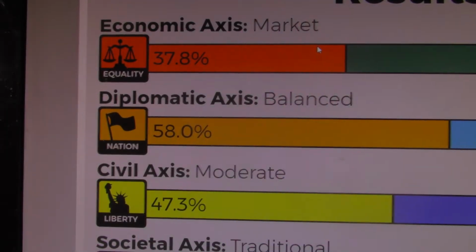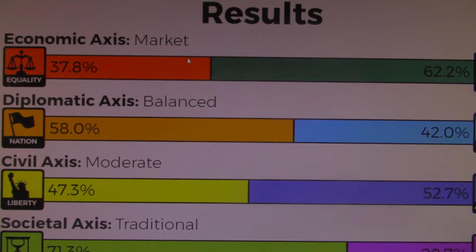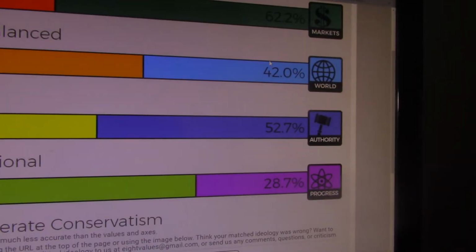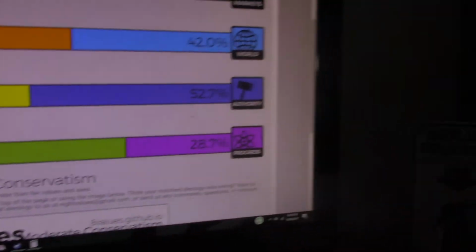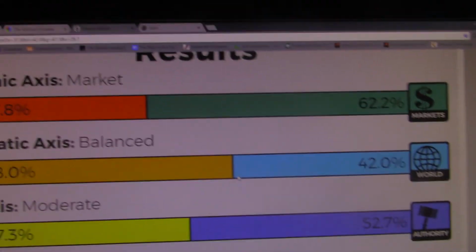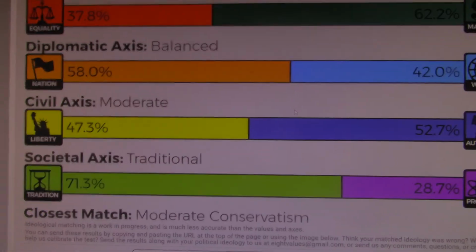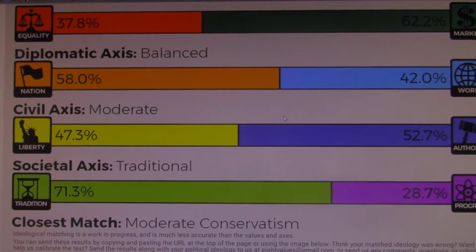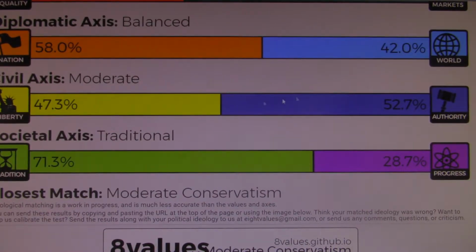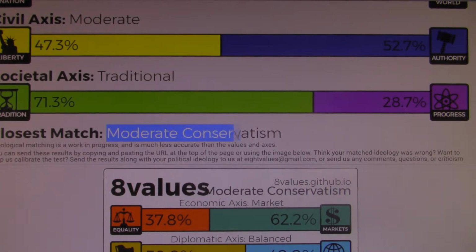And 8 values is the next one. It gives you 8 different values, which is equality, markets, world, nation, liberty, authority, progress, and tradition. And for the economic axis, I am more towards the market. For the diplomatic axis, it's balanced. However, I lean more towards nation over the entire world. Civil axis, moderate, but I lean more towards authority than liberty, just a little bit. It's almost in the center. And then societal axis, traditional, a lot more of tradition than progress. So that puts me at moderate conservatism, apparently.